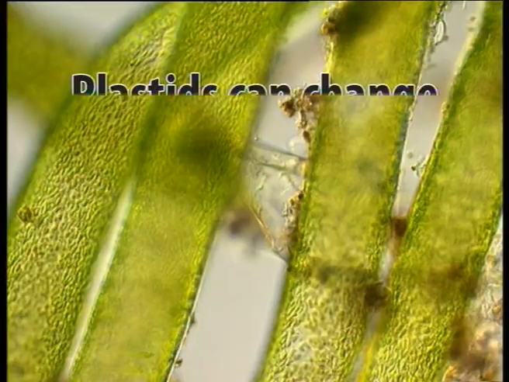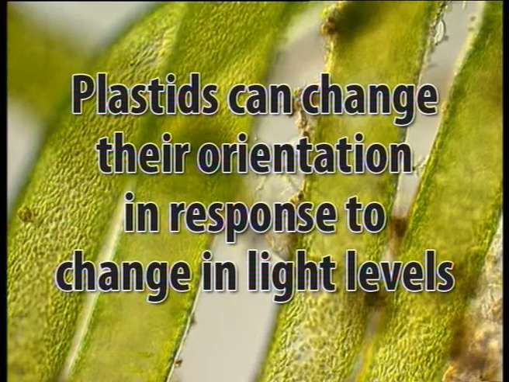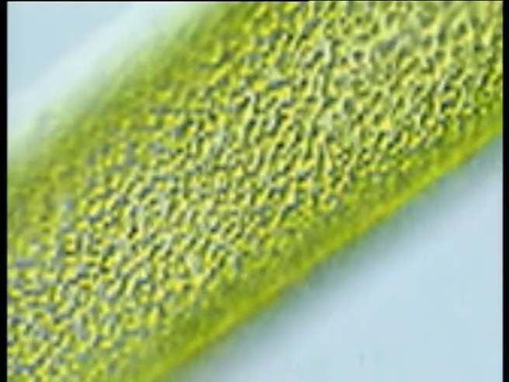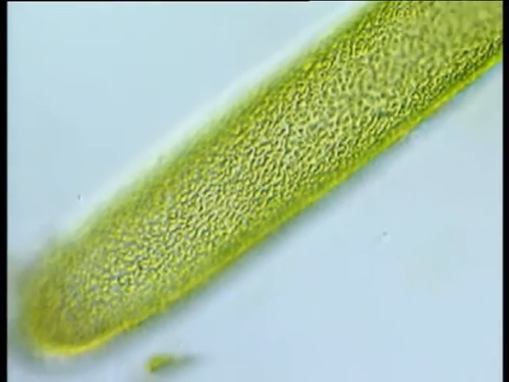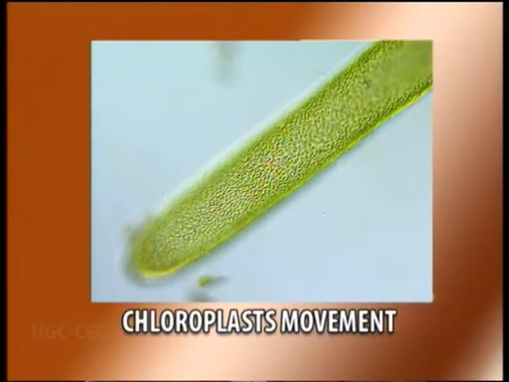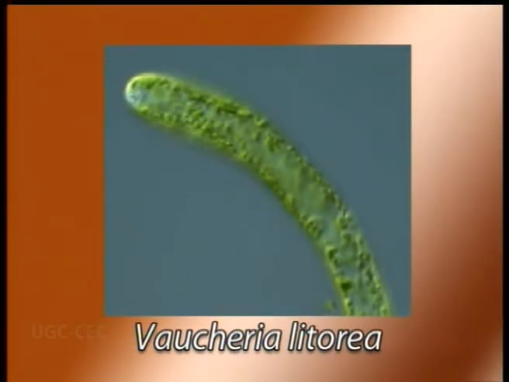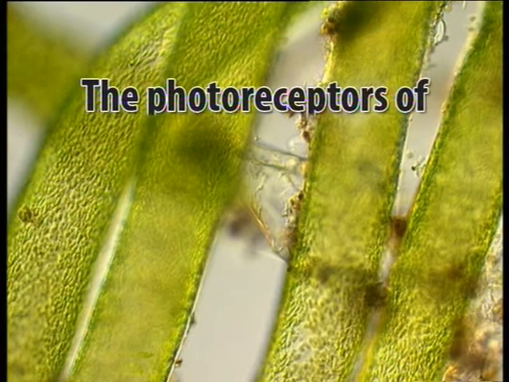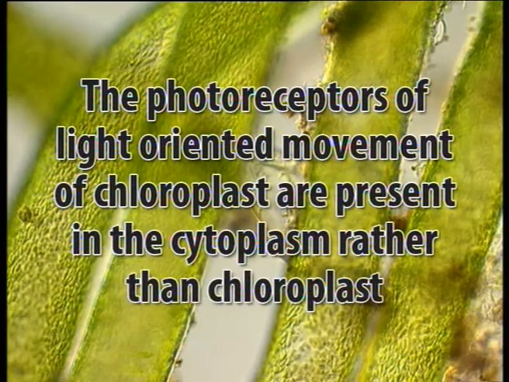In Vaucheria, plastids can change their orientation in response to changes in light levels. Chloroplasts, along with small vesicles and mitochondria, move with the streaming of cytoplasm along the longitudinal axis of the filament. Cytoplasmic fibrils have been reported in Vaucheria littorea. The photoreceptors for light-oriented movement of chloroplasts are present in the cytoplasm rather than in the chloroplast.